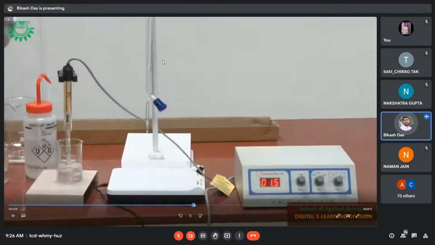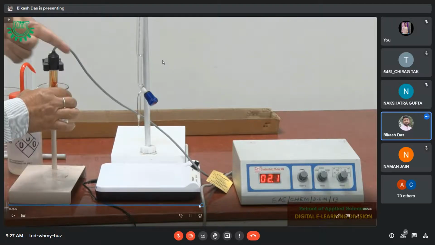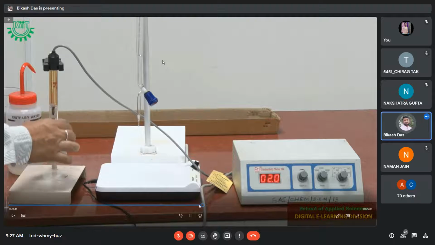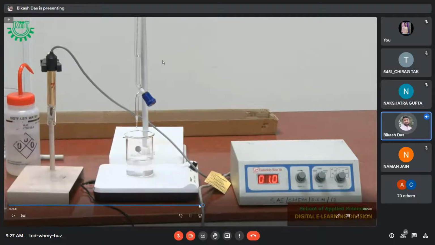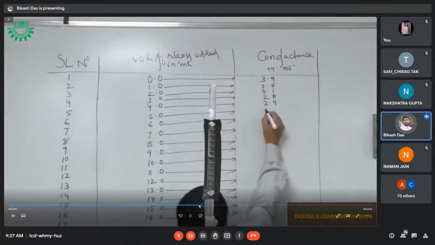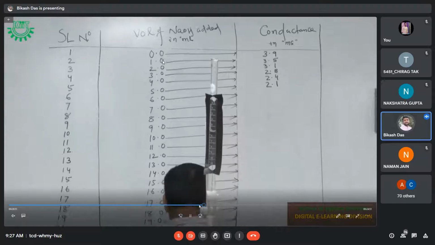So now I can continue. I can forward the video a little. You see, how much it is showing? 2.1. So it is more than 2. But you have to remember which range is running now: 20. Why 20? Because till now the conductance is more than 2. See, 2.1.